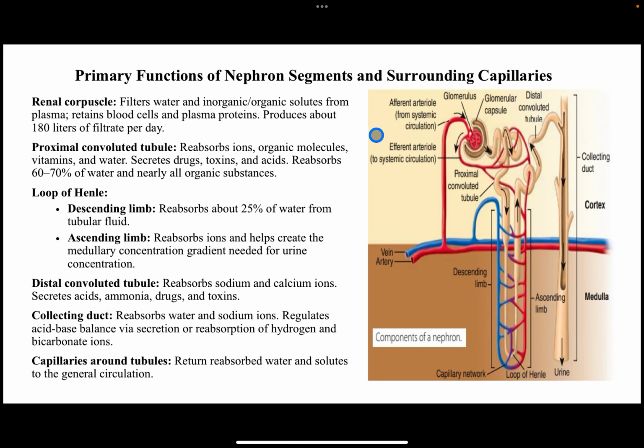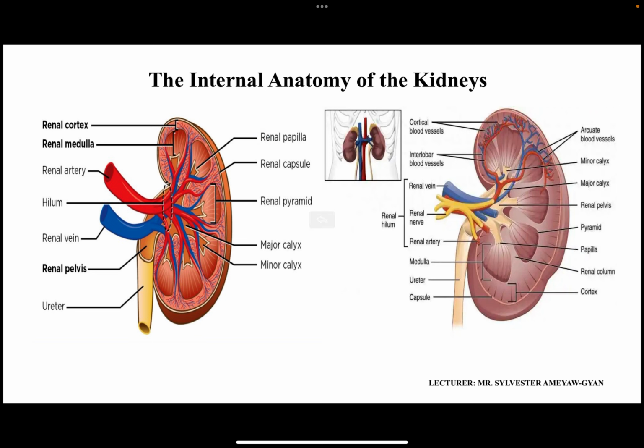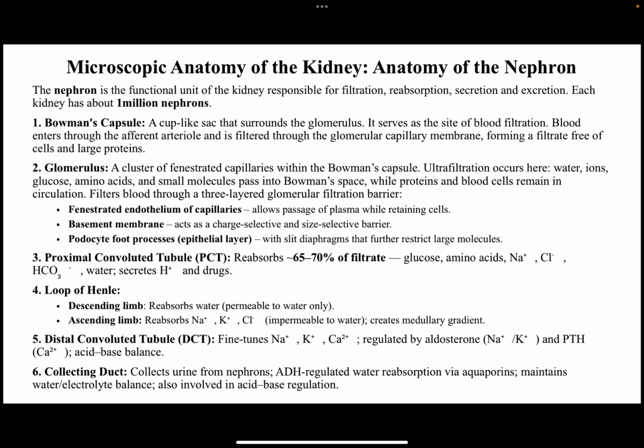And this is how the nephron looks like. So we are coming to talk about this structure, the nephrons. Now, the nephrons are basically the functional unit of the kidney. We mentioned that the kidney is the primary organ of the urinary system, so most of the functions of the urinary system are performed by the kidneys.